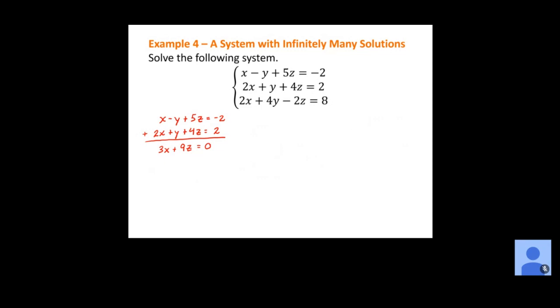Okay. So eliminate y again, and this time 1 and 3, that works. Okay, so we'll take equation 1, so x minus y plus 5z equals negative 2. Bottom equation here, 2x plus 4y minus 2z equals 8. All right, so what are we going to have to do this time?